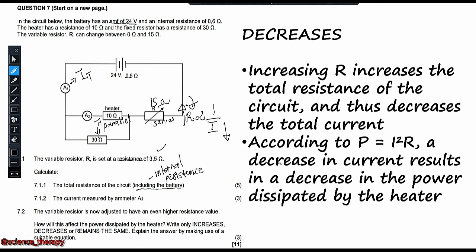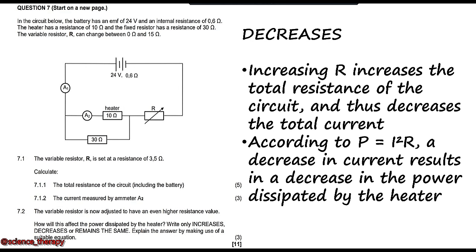But we are talking about power, so that's the suitable equation we will use. According to power is equal to I squared times R, we know that power is directly proportional to current. So a decrease in current results in a decrease in the power dissipated by the heater. So if there is a decrease in current, then there is also a decrease in the power dissipated. Okay, so that's how you were supposed to explain that, and then all that for a total of 11 marks.